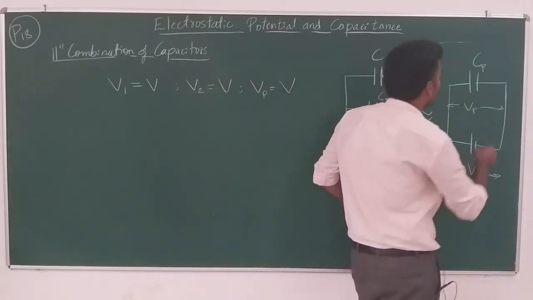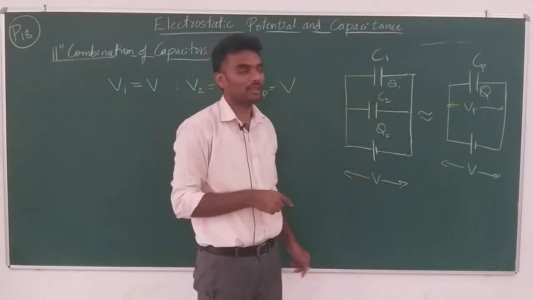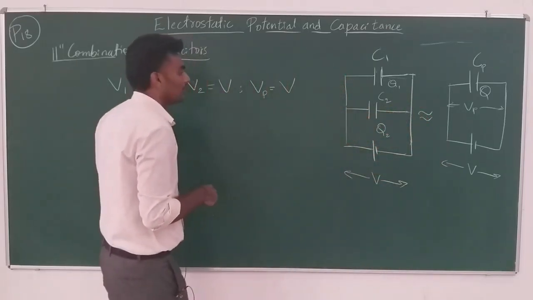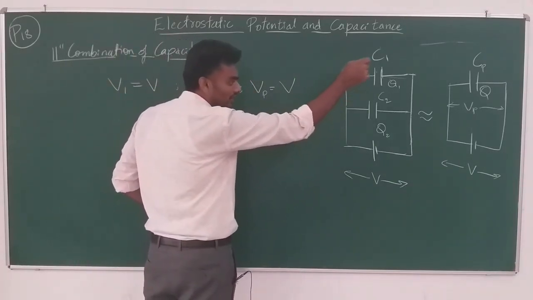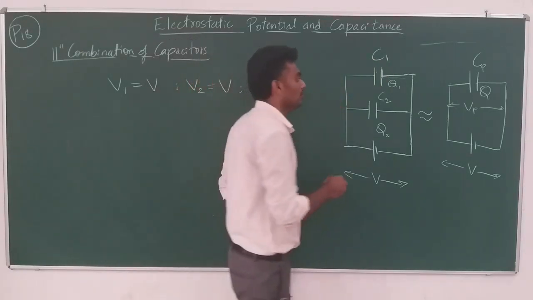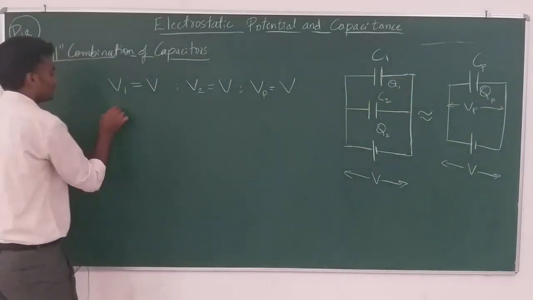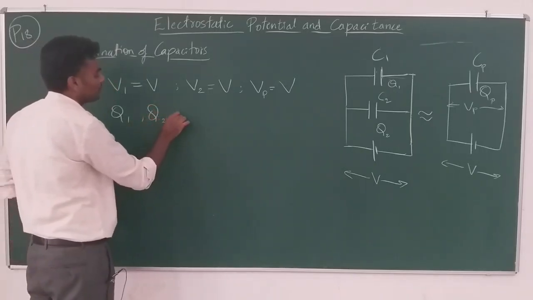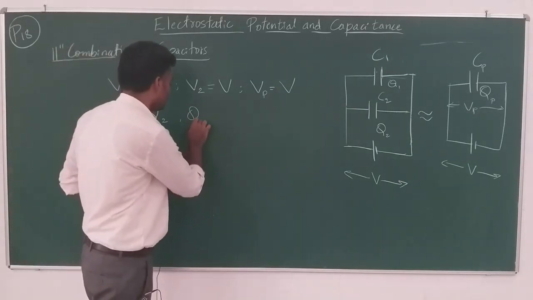Now let me say Q is the net charge stored in capacitor Cp, the effective capacitance. So I can write Q1, Q2 and QP.